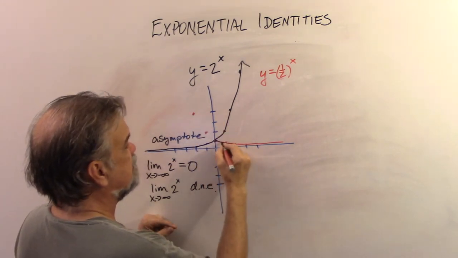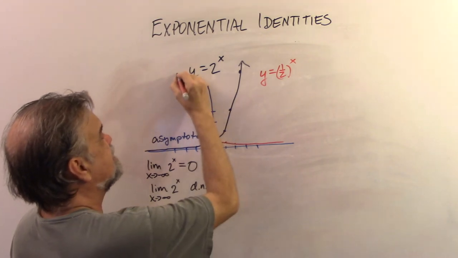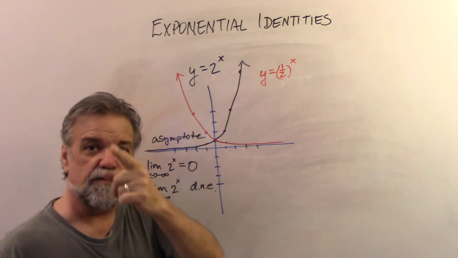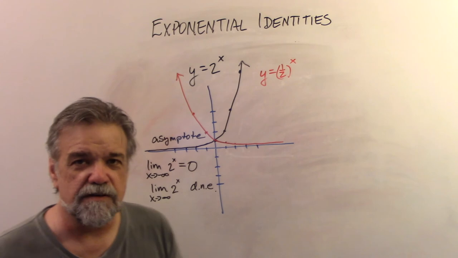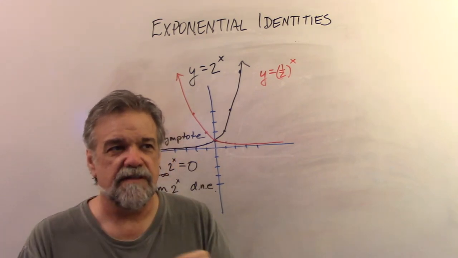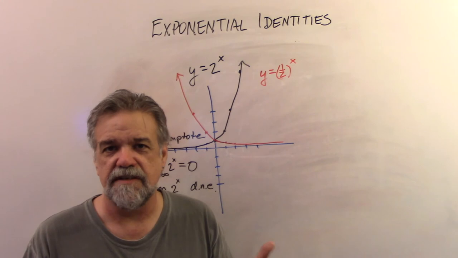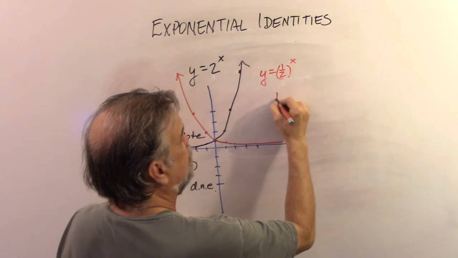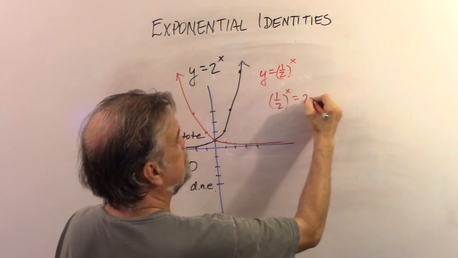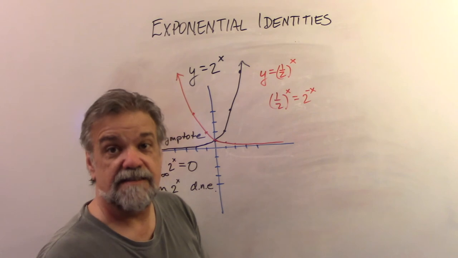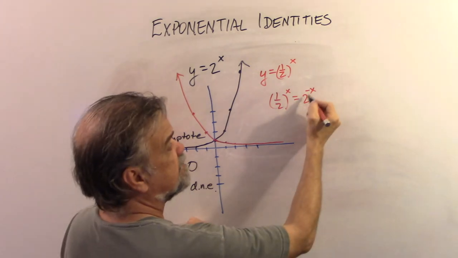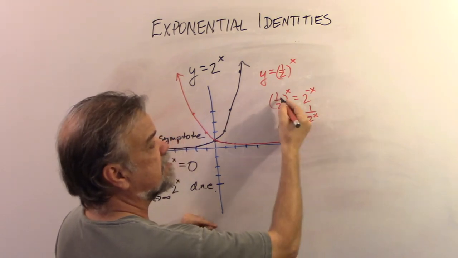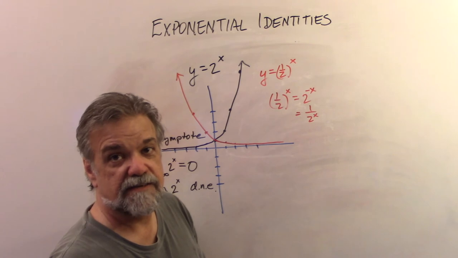And you might be saying to yourself, hey, that's the exact same graph, just flipped over the y-axis. You're right. And then you might also say to yourself, well, flipping something over the y-axis, I can get that just by replacing x with negative x. You're right again. Does that mean that 1/2 to the x power is just 2 to the negative x power? Yes, it does. Think about it. 2 to the negative x, that equals 1 over 2 to the x, and 1 over 2 to the x, and 1/2 to the x power are exactly the same thing.